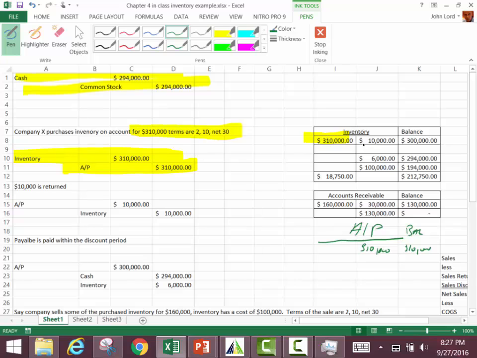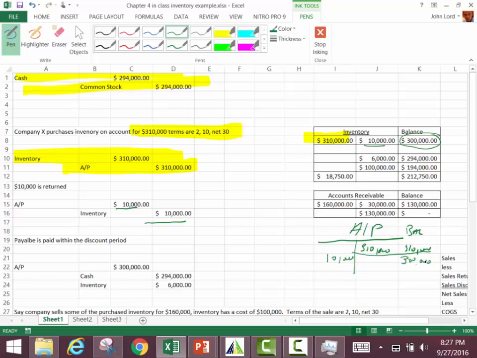And I kind of wrote it up here. Probably should have written it the next line down, but this won't hurt anything. We're sending it back, $10,000. We credit the inventory for that, and we debit the accounts payable for $10,000, because if we're sending that stuff back, we don't owe the guy $310,000 anymore, do we? We just owe him $300,000 now, right? You can see where I wrote that in on your paper. Okay, so we send that stuff back.